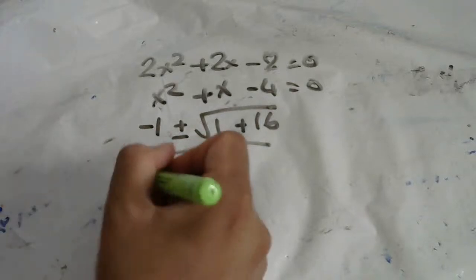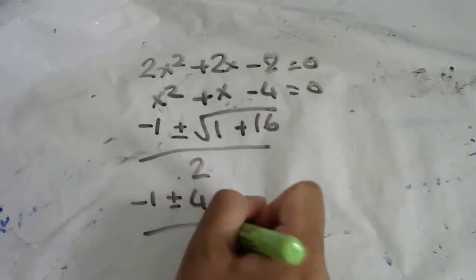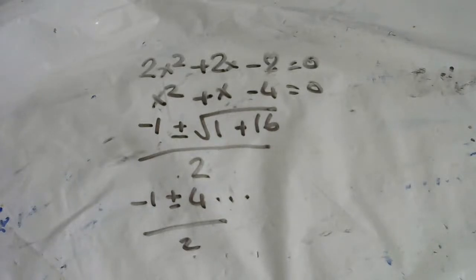So that's going to come out as either minus 1 plus or minus about 4, over 2. So what are your answers likely to be? Minus 2.5, roughly, and positive 1.5, roughly. Yeah, I'm going with Harris on that one. Game over, I would have thought.